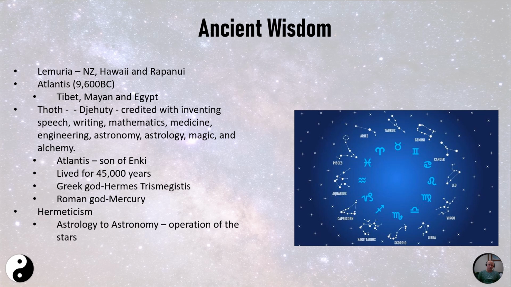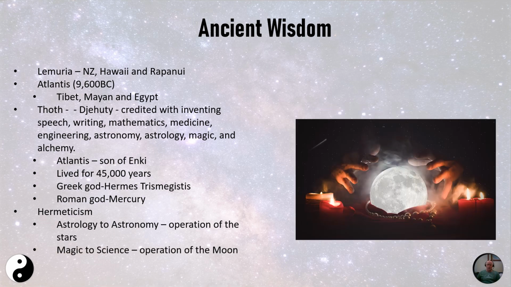So Hermeticism, which is Hermes Trismegistus and his philosophies, initially that was astrology that went to astronomy, and that was the operation of the stars. You had magic or theurgy that went to science. Now theurgy was actually the encouragement or the use of other forces, and they could be elemental forces, they could be gods, bringing those in to actually help to achieve things.